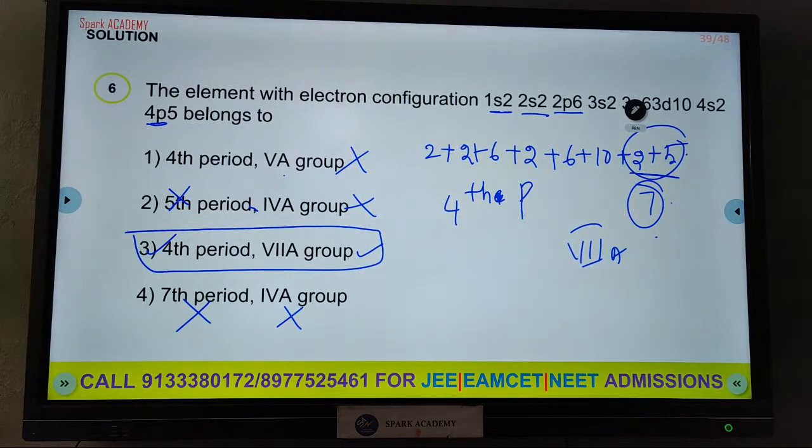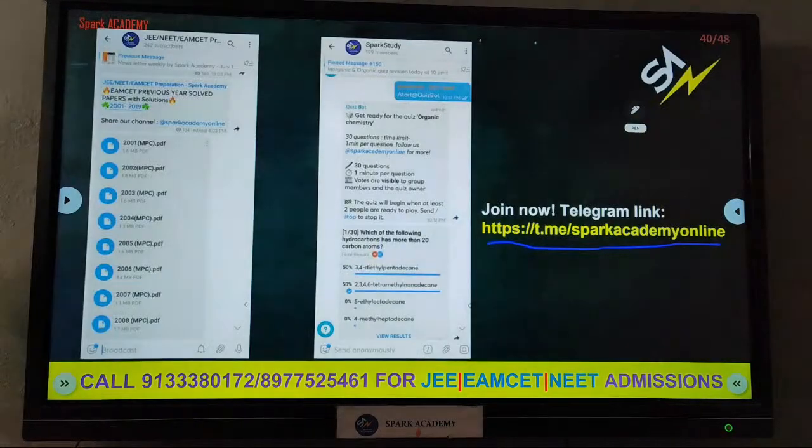In this way, for any element, with the help of its electronic configuration we can easily get its period number and group number, because the number of shells and the period number are the same. But the group we have to predict with the help of valence electrons. Clear? So the answer is that option.